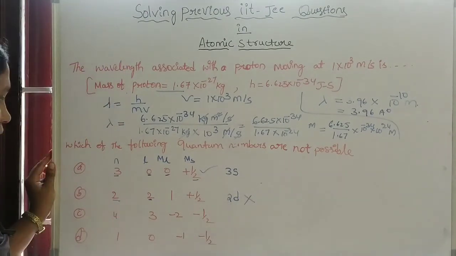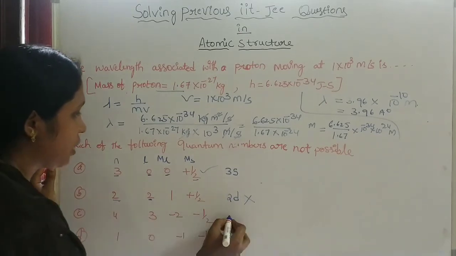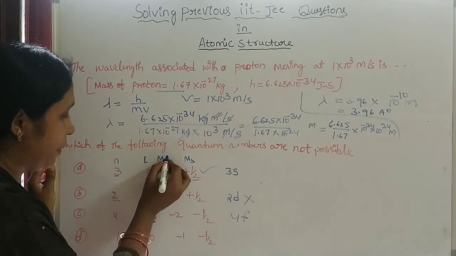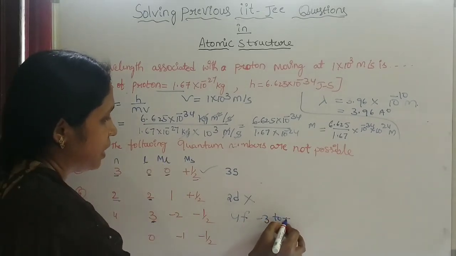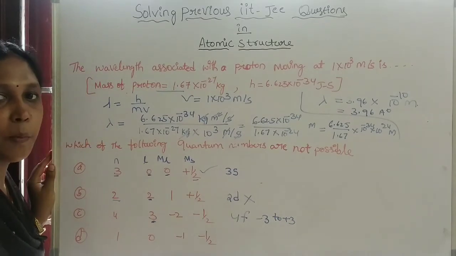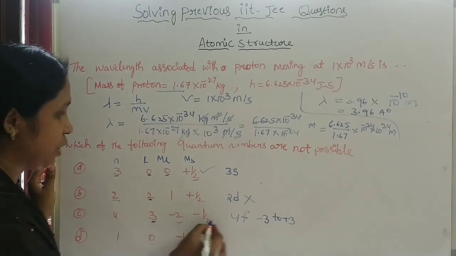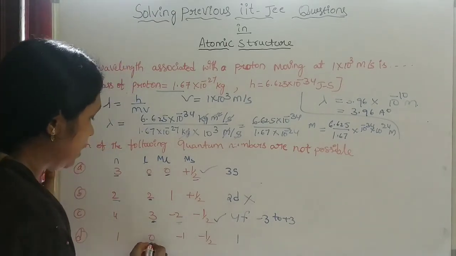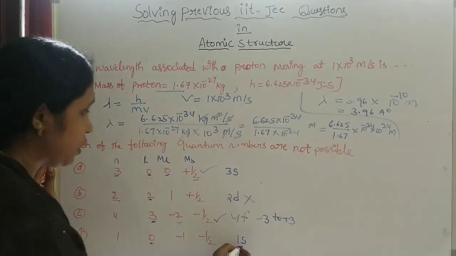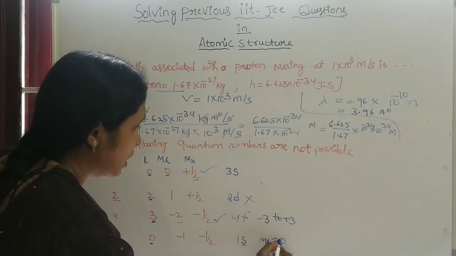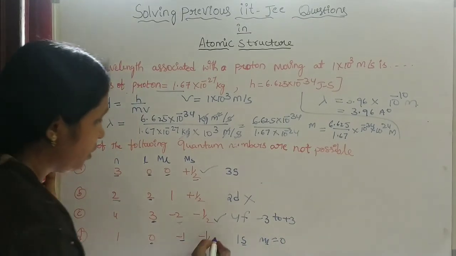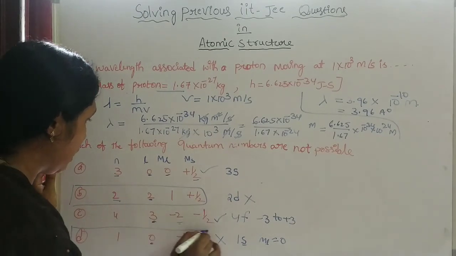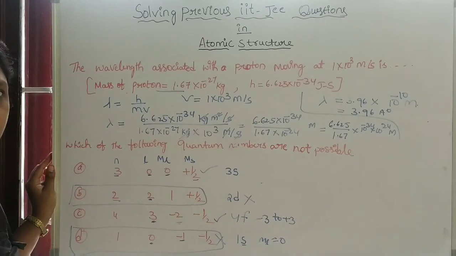Not possible. Okay. And next option C: 4 and l value 3 means it is f, 4f. l is 3 means the ml value is possible from minus 3 to plus 3 including 0: minus 3, minus 2, minus 1, 0, plus 1, plus 2, plus 3. Here minus 2 is there, so it is possible. And next D: 1 and l is 0 means 1s. S orbital has only 0, but here he gave a minus 1. So it is not possible. So options B and D are not possible sets of 4 quantum numbers.